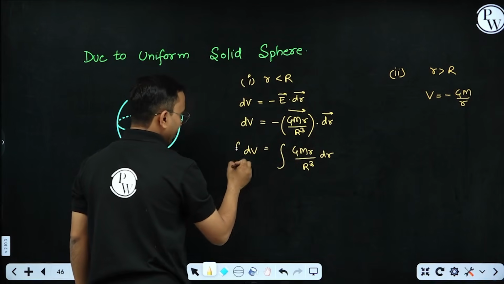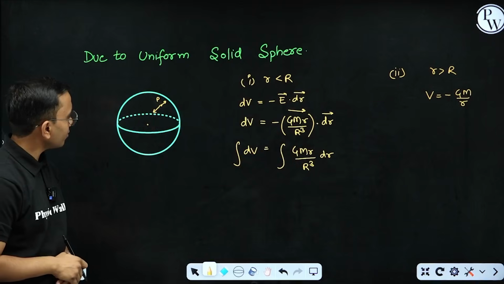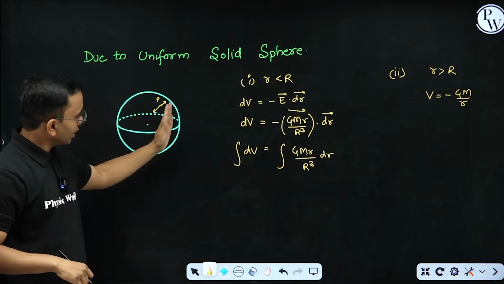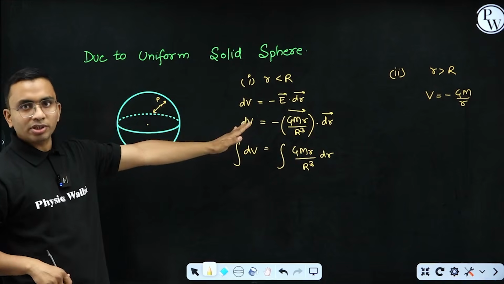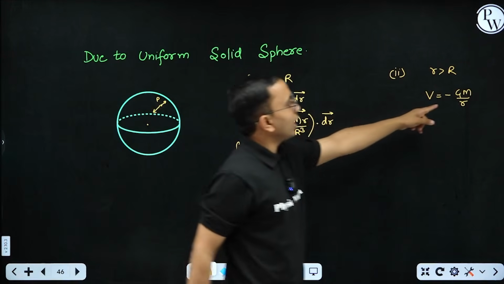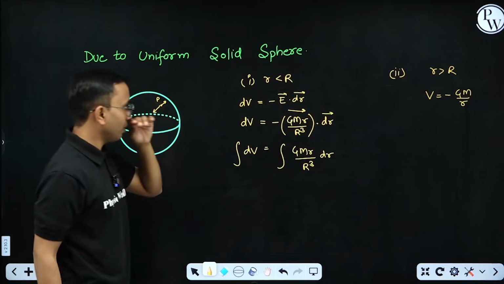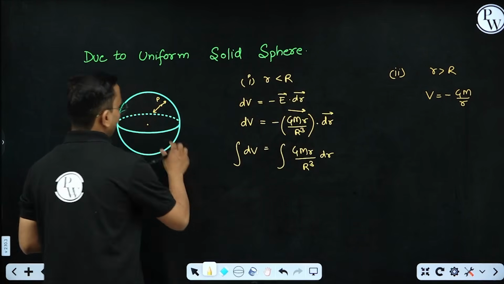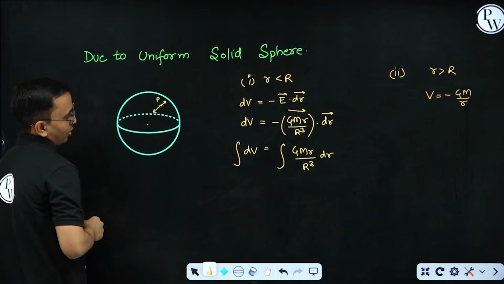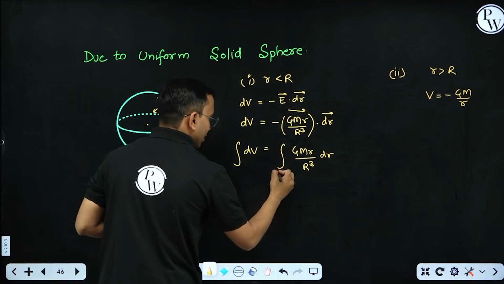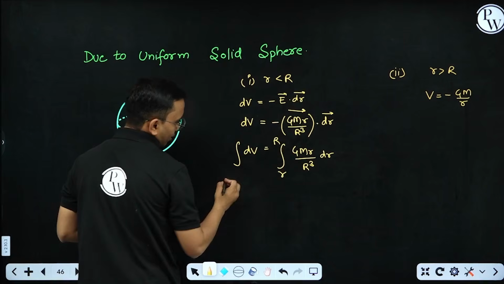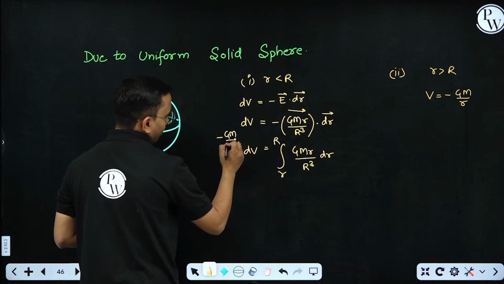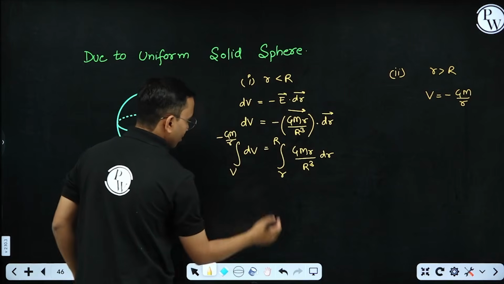This is dV integration. What is the limit? I know the potential at surface, how much? Minus GM by R, because of boundary condition. Okay, so outside the potential is varying like this. So put r is equal to R, the potential there will become minus GM by R. At a distance r, I don't know the potential. So distance I am saying that it varies from r to R. My potential varies from V to potential minus GM by capital R.